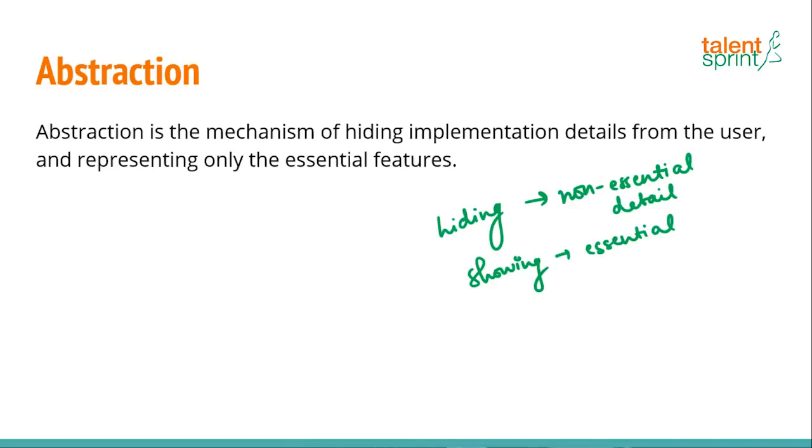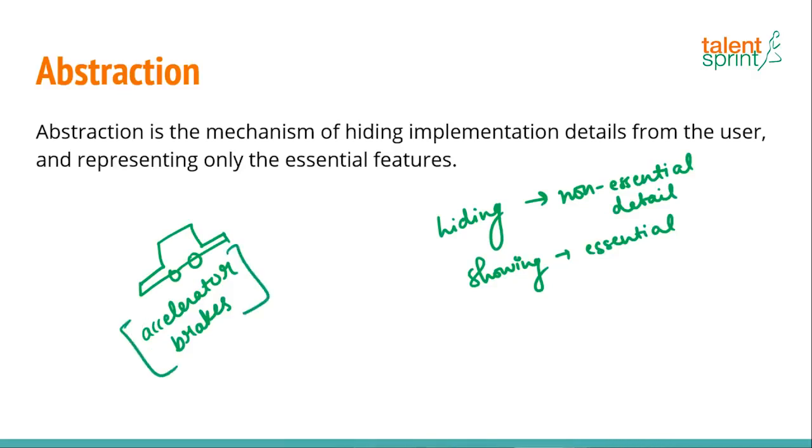Let's take an example. Let's talk about a car. Don't focus on my drawing, it's pretty bad. What you need to know is that if you want to increase the speed of the car, you have to press the accelerator, and if you want to stop, you have to press the brakes, right? Likewise for a motorcycle or a truck, etc. These are basically the essential features that someone driving a car should know about. So we show these essential features. We provide pedals to accelerate and to brake, right?